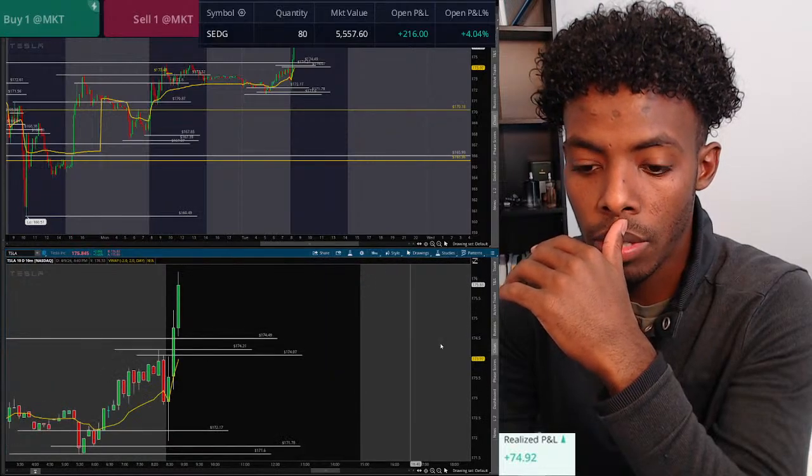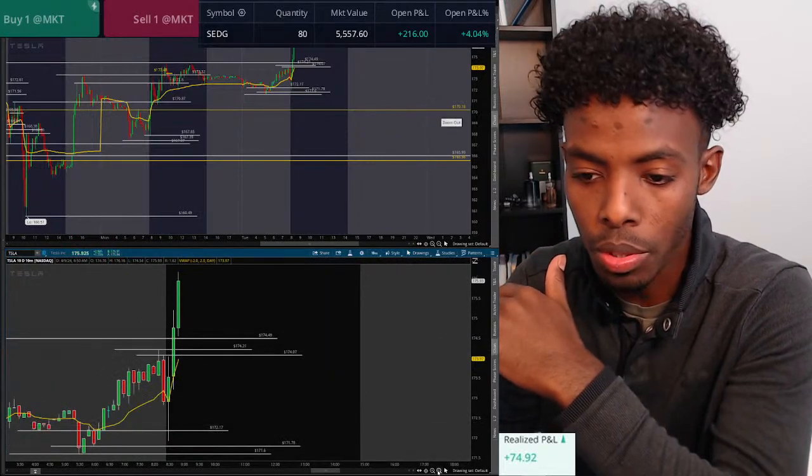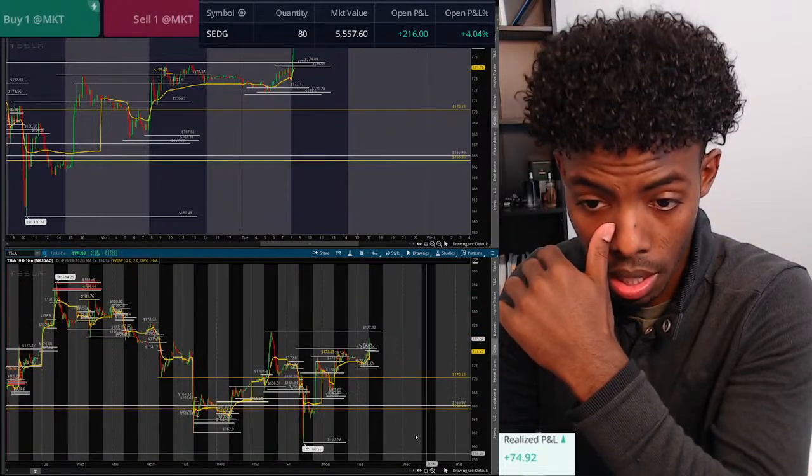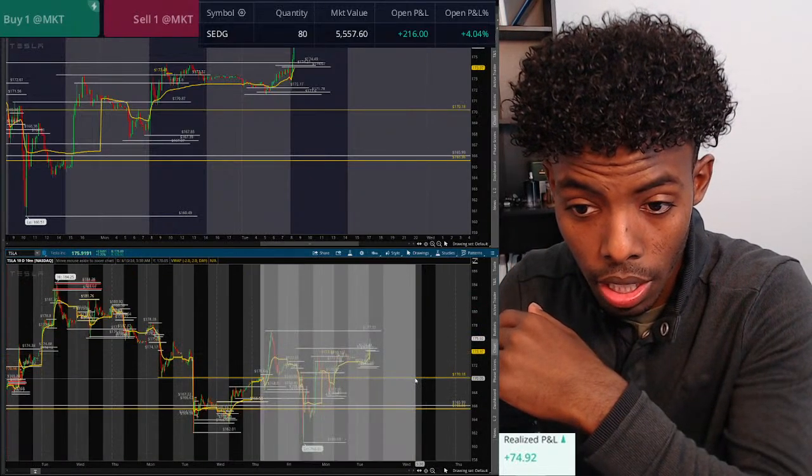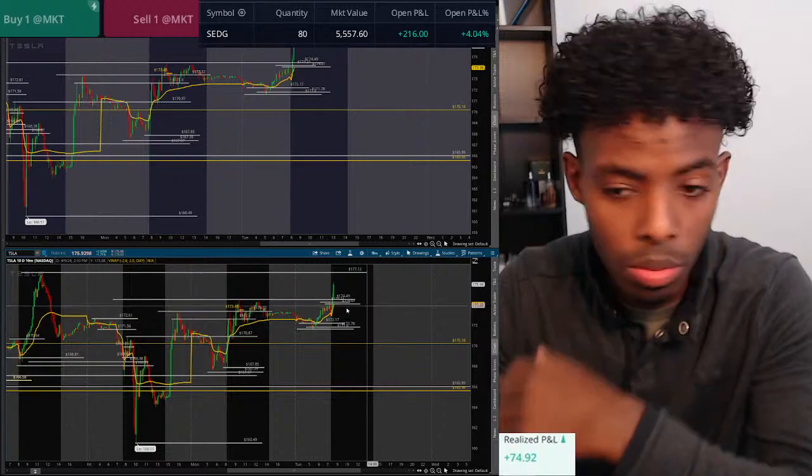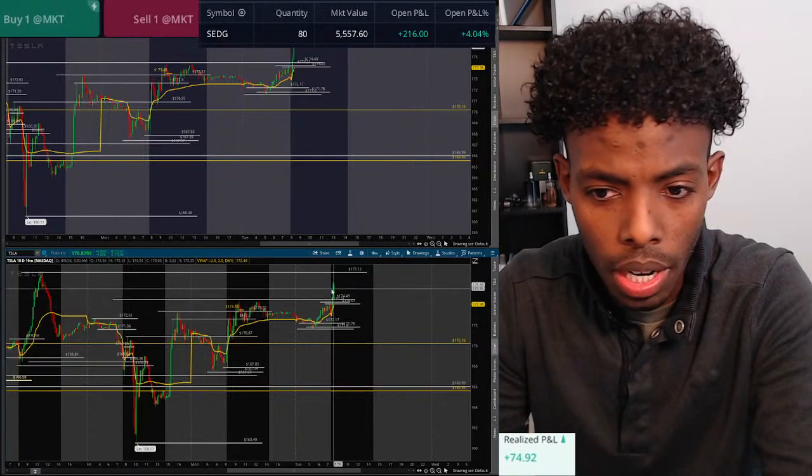Let's cut the 10 minutes. You guys can see SPY real quick, and I'll switch over to Tesla so you guys can see real quick what I'm talking about. Look at the bottom screen real quick. All right, so this is where the price is at.